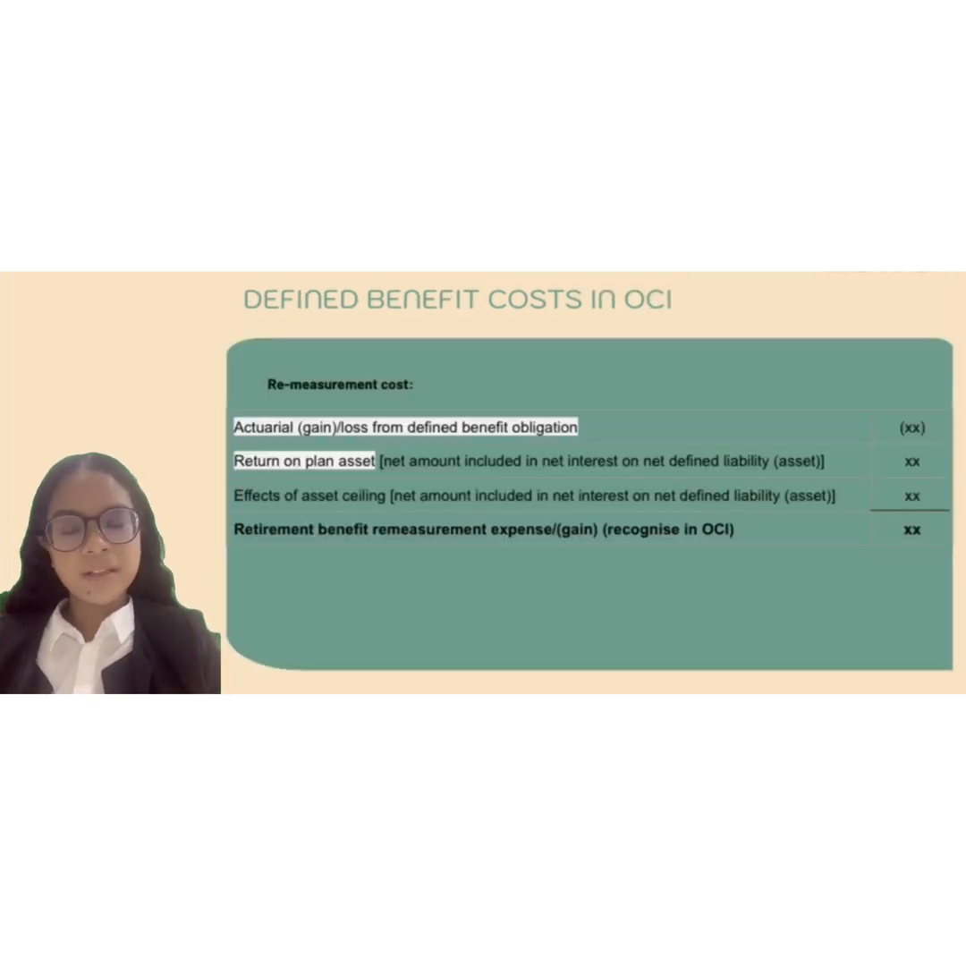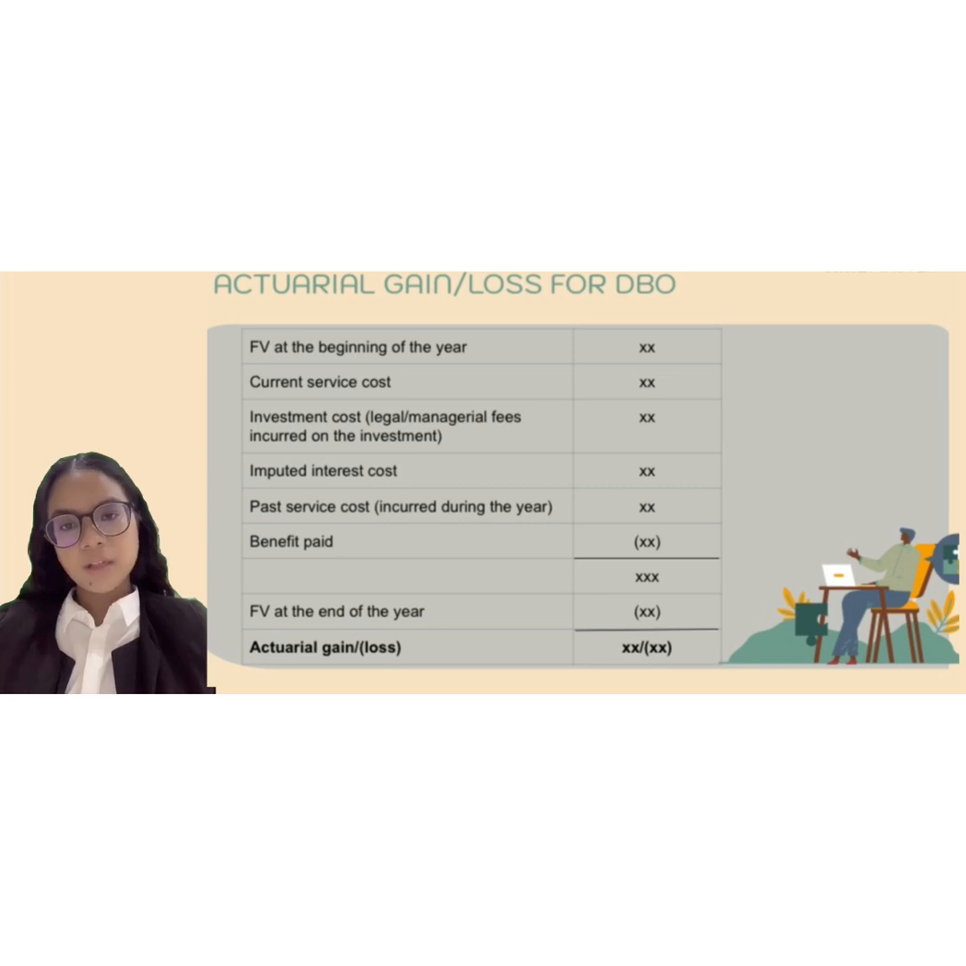Furthermore, in other comprehensive income, we will have to calculate the remeasurement cost. Some of the details of the cost in the formula are to be explained in the next slide, which include the actual gain or loss from defined benefit obligation, the return on plan assets, and effects of asset ceiling. And you will get the retirement benefit remeasurement expense or gain that you will have to recognize in other comprehensive income.